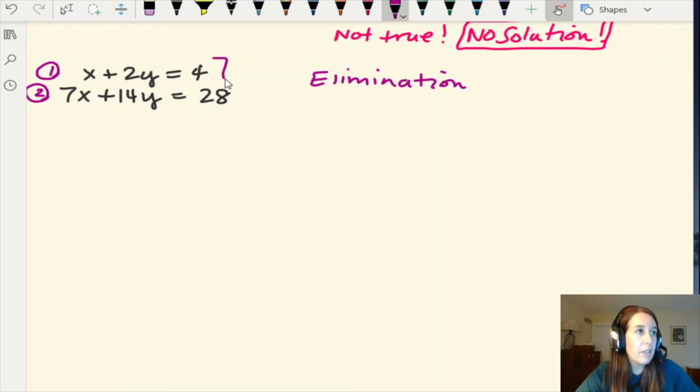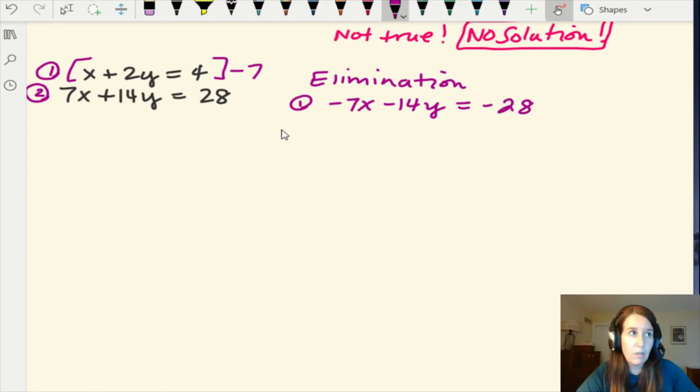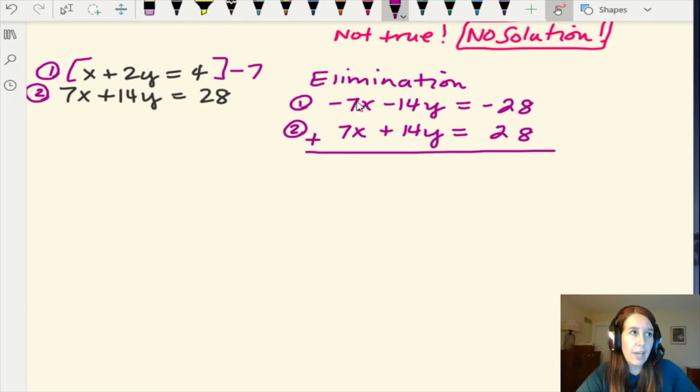Okay, and it looks like we could multiply our first equation by -7, correct? In order to add the two x's together and get -7x plus 7x equals 0. So our first equation becomes -7x minus 14y is equal to -28. And then you might have noticed that in the second equation, 7x plus 14y, these are both going to eliminate, and this side is 28. So this time, when we add our equations together, we get 0 on the left and 0 on the right.